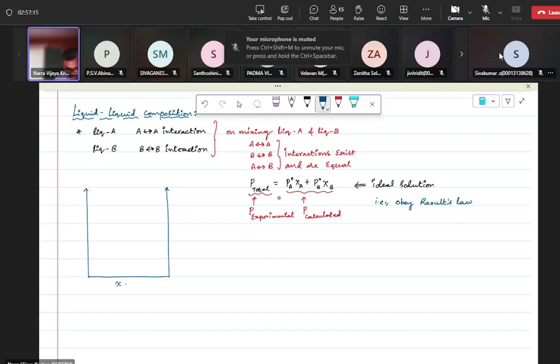I am plotting a graph between mole fraction and vapor pressure. Here I am writing mole fraction of A equal to 0, mole fraction of A equal to 1. If the mole fraction of A is increasing from 0 to 1, what happens to the pressure exerted by A? I am only taking A. When the mole fraction of A is 0, what is the pressure exerted by A? 0. When it equals 1, PA naught. So how is the graph?